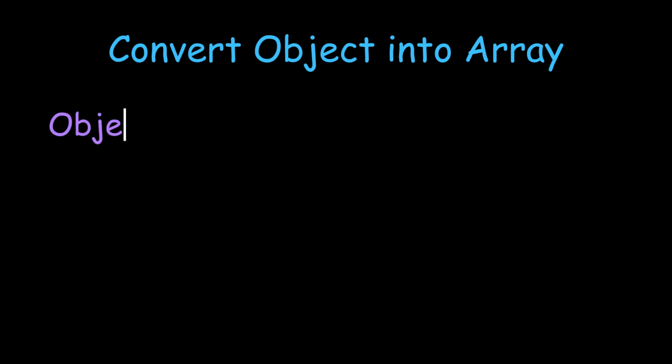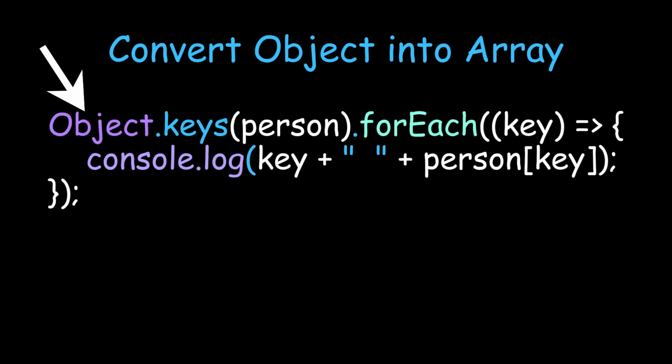Here's how. First, we'll use Object.keys with the name of our object, and then forEach like we normally do. Inside forEach, I'm using the name key, but you can write anything here. Then we simply write console.log(key, person[key]), just like this, and it will give you the same result.